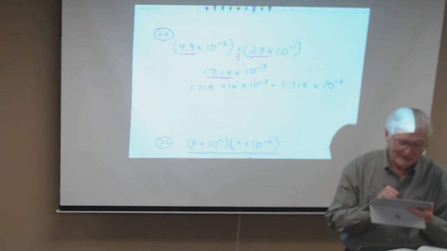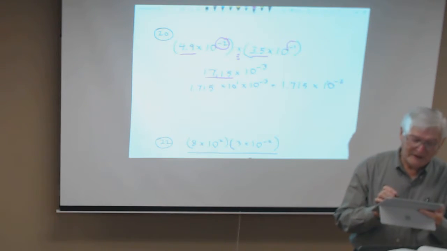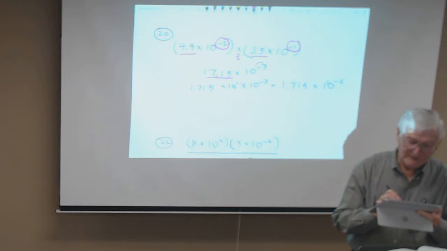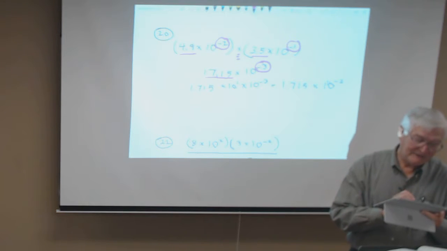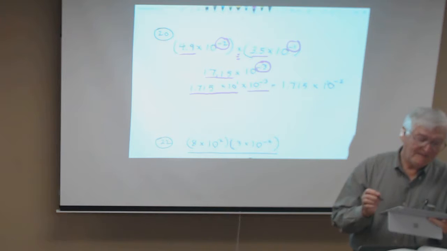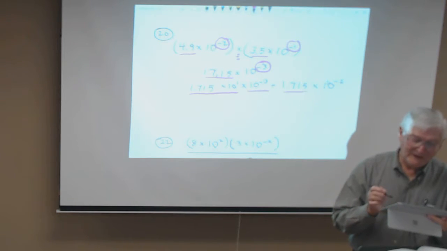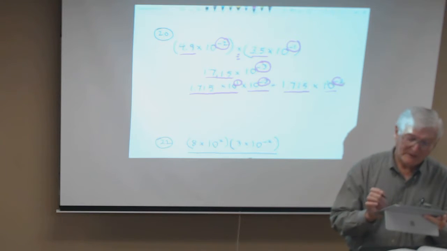You are welcome. Then I take 10 to the negative 2 times 10 to the negative 1, and you add those two together and you get negative 3. Everybody follow that? But see, now I have 17.15 times 10 to the negative 3. So I change this to 1.715 times 10 to the first, then times 10 to the negative 3, which results in 1.715, which is what I need for scientific notation, times 10 to the 1 plus negative 3 is negative 2. Everybody follow that?